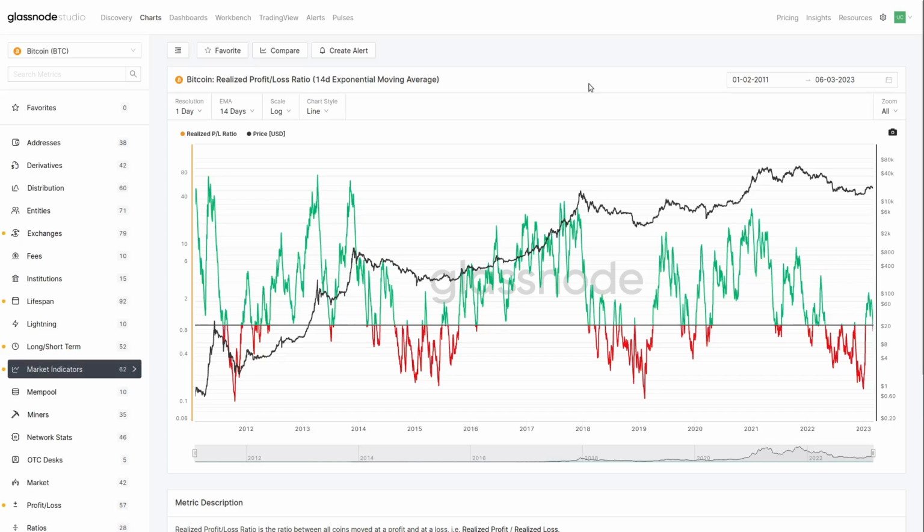So where SOPR is going to account just for the average coin, this here is going to look at the average USD value in total. So it's going to account for whales, it's going to account for shrimp to a smaller extent, it's going to account for shrimp in much larger size. It's going to account for how much value is actually flowing through the network.